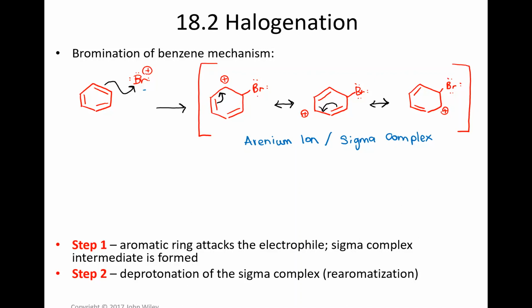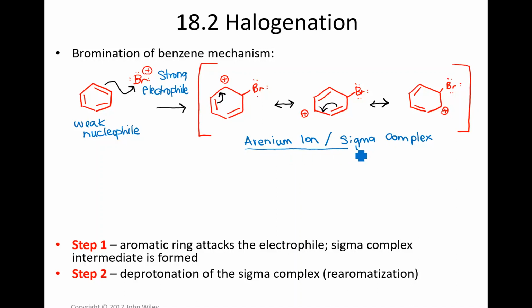The aromatic compound attacks the electrophile, right? So we need a super strong electrophile because our nucleophile is pretty weak in this case. So in order to have a reasonable activation energy, we need a strong electrophile. So adding iron enabled us to generate bromine plus. So when the nucleophile attacked, we ended up forming the arenium ion or sigma complex.